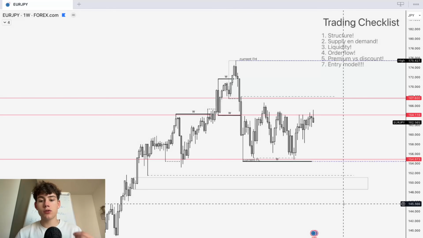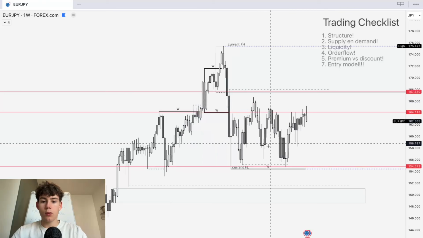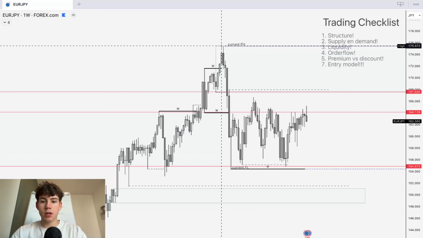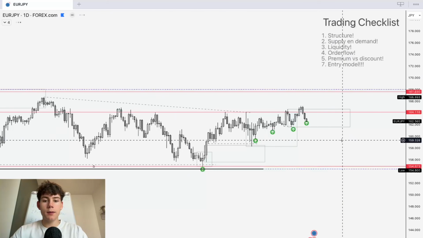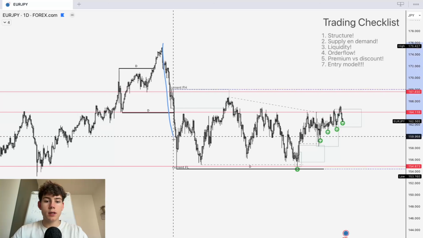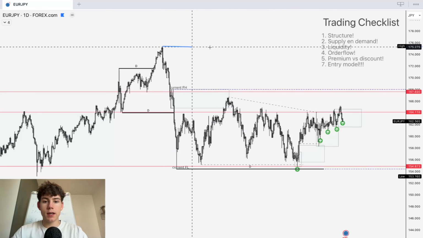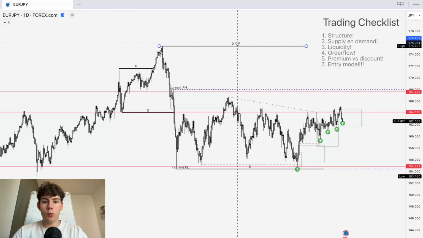So let's start off with structure. As you can see on the weekly, we are bearish, with this being our swing low and this being our current swing high as well. Then going over to the daily, for me it is going to be the same swing due to this big move down. So this again is my swing high and this is going to be my swing low.